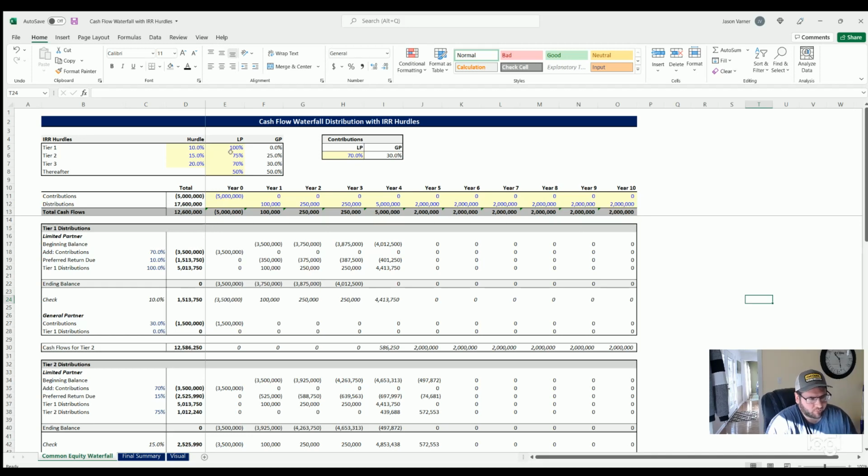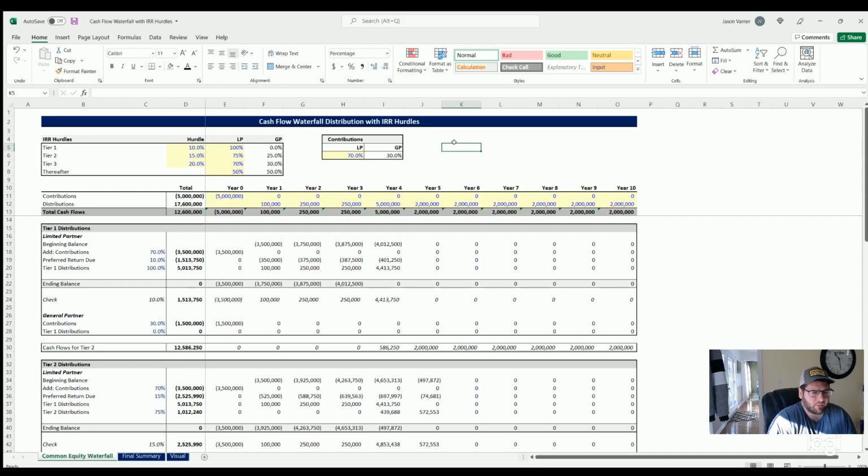You can do hard preferred equity, soft pref, pari passu, and then go forward with your splits, promoting the GP. But I'm going to explain an example to make it easier to understand.